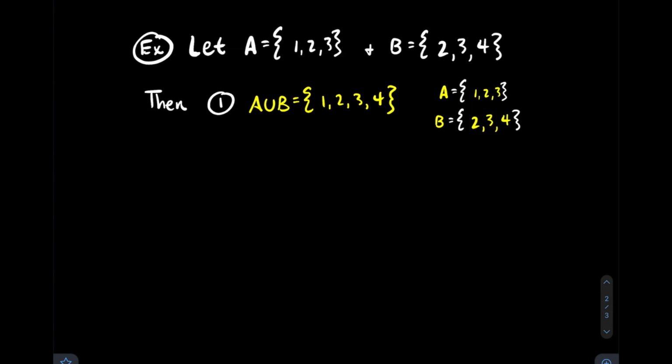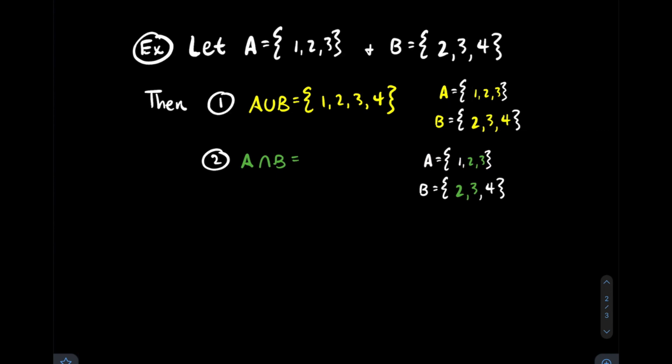And so what you should notice out of this is that A is a subset of the union of A and B, and B is also a subset of the union of A with B. So A union B is a bigger set that contains both the things that are in the union, if that makes sense.